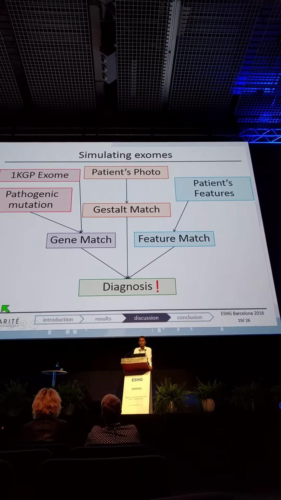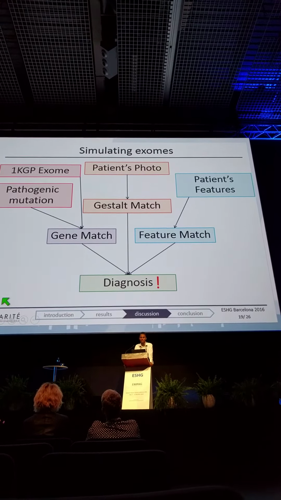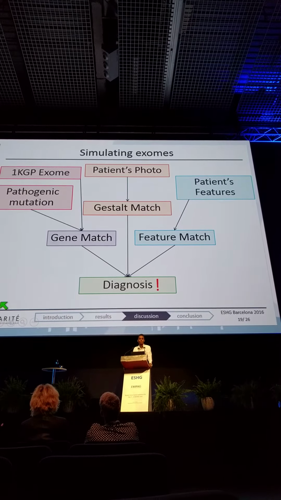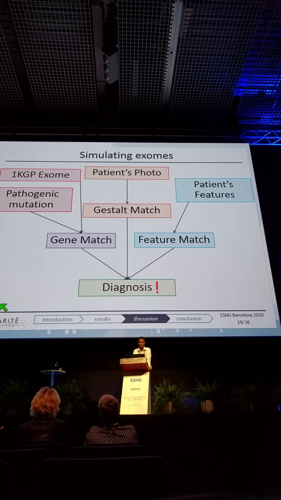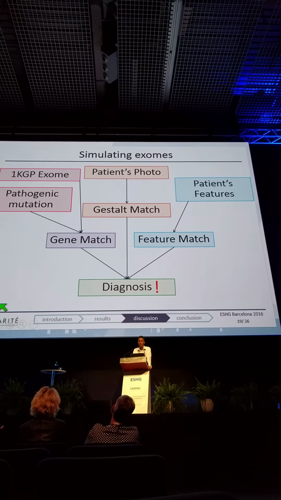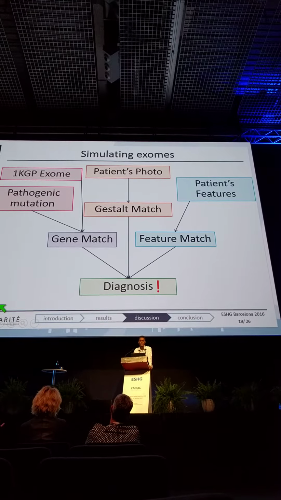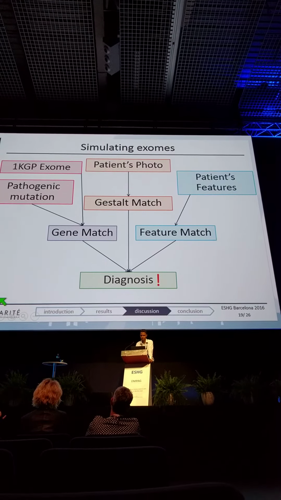When we tested this, we did not have an exome for all our patients. That's why in some cases where we didn't have an exome, we downloaded the genome of a healthy individual from the 1000 Genome Project and reduced it to the exome. And then we spiked in the pathogenic mutation.